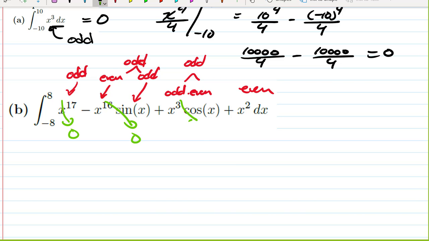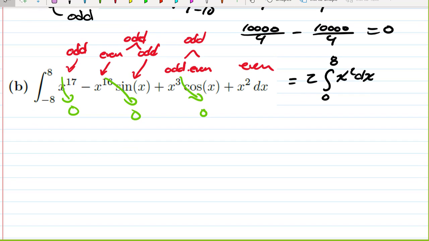That product is 0, that's 0, and this guy is even. So this all reduces to twice the integral from 0 to 8 of x squared dx. So using the even and odd properties, we notice very quickly that this is the same as this integral, and that is a ton easier to do.